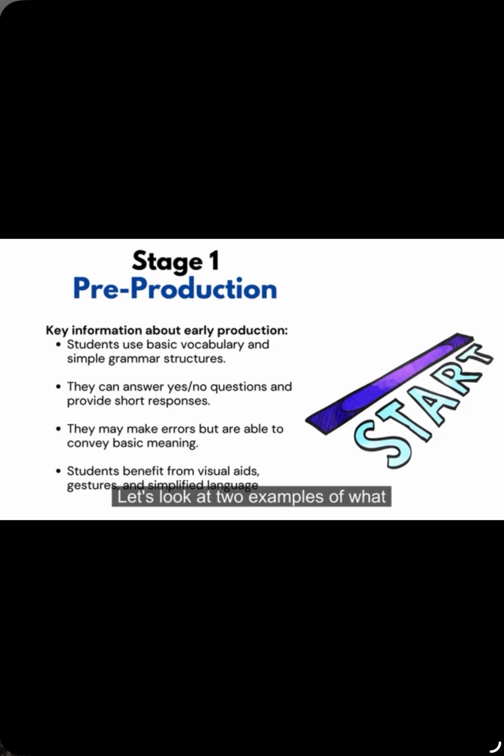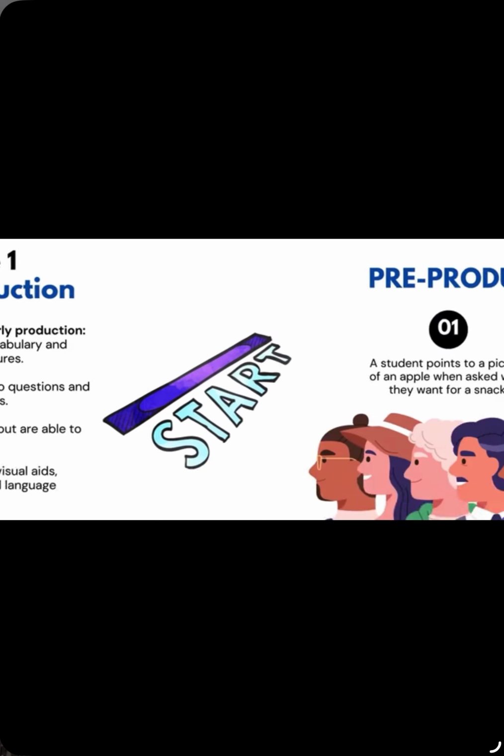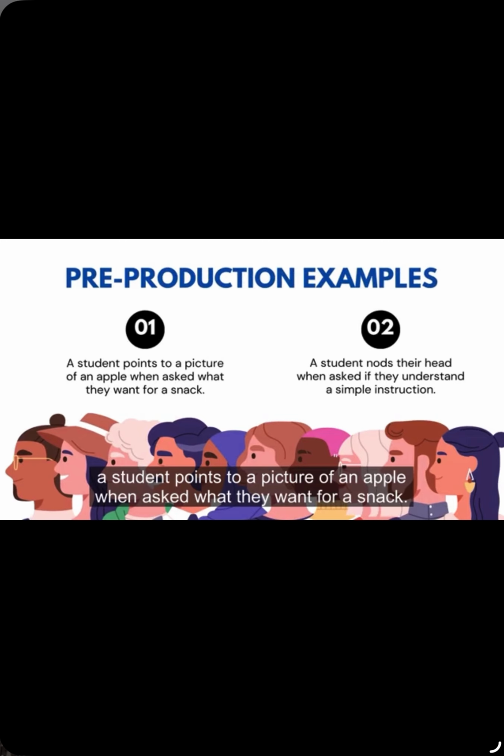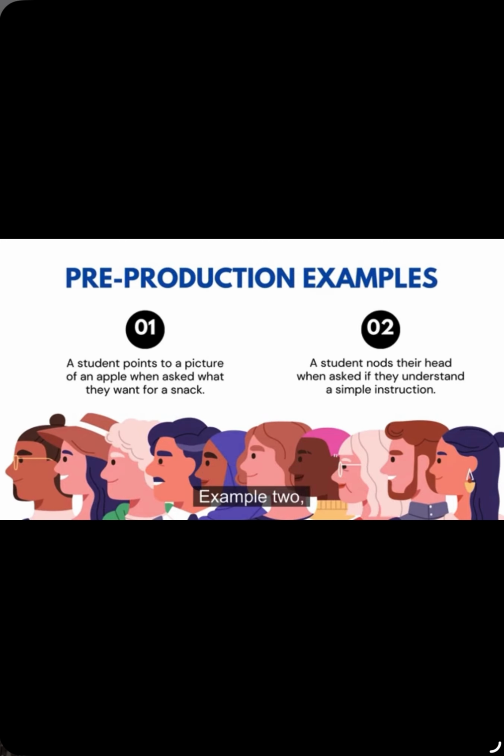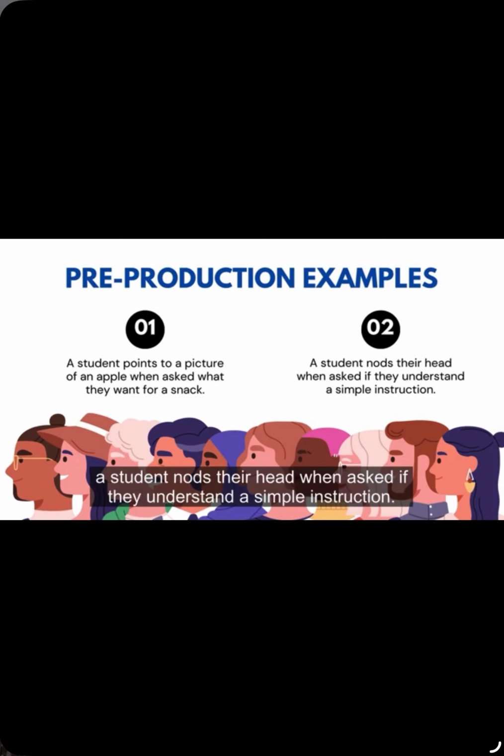Let's look at 2 examples of what pre-production looks like in a classroom setting. Example 1. A student points to a picture of an apple when asked what they want for a snack. Example 2. A student nods their head when asked if they understand a simple instruction.